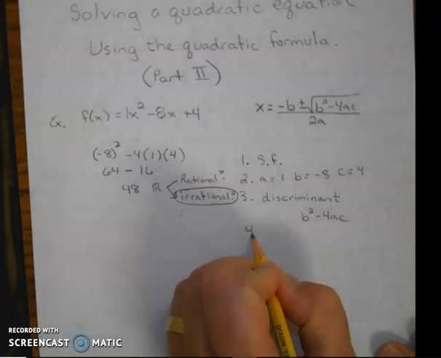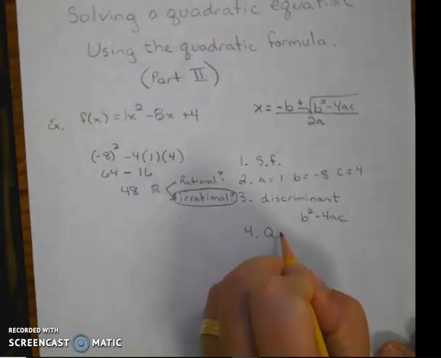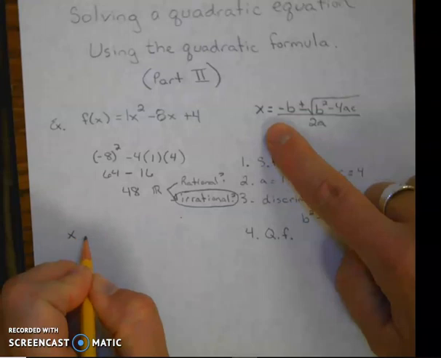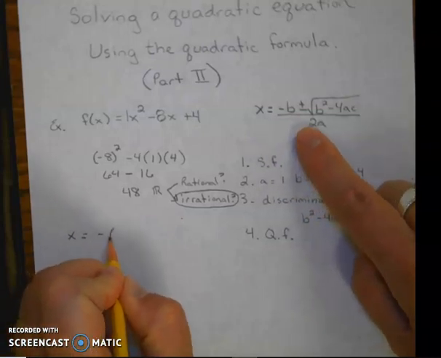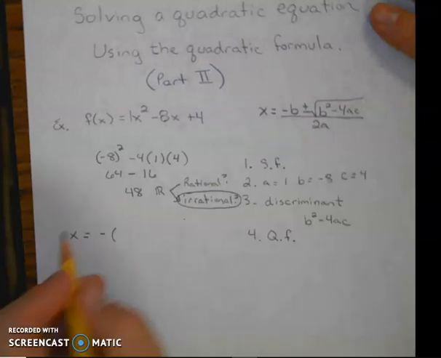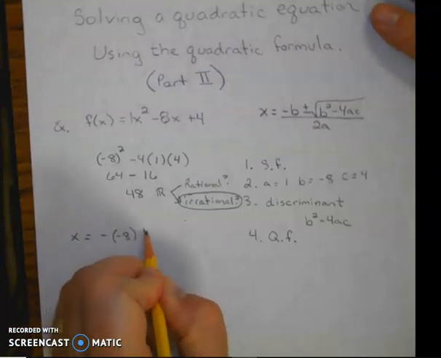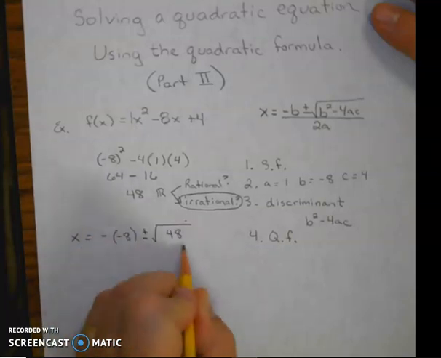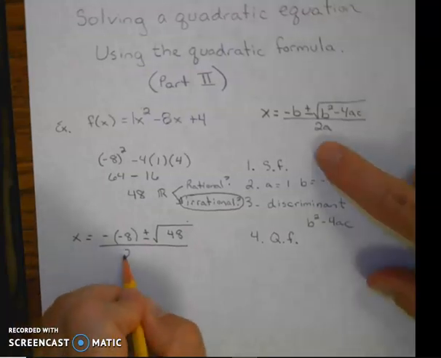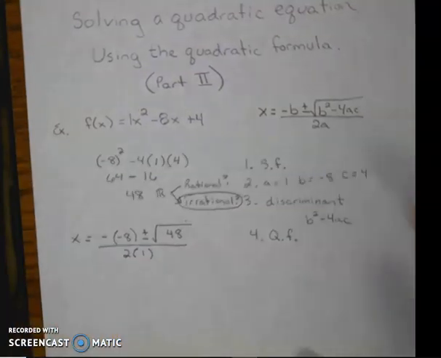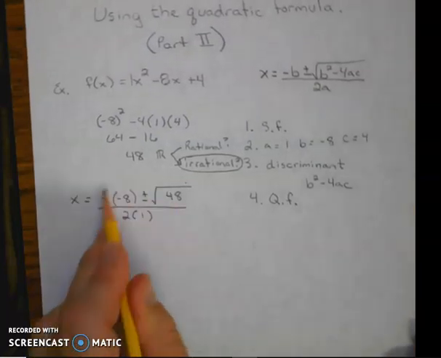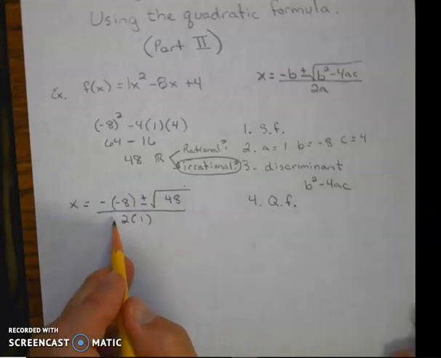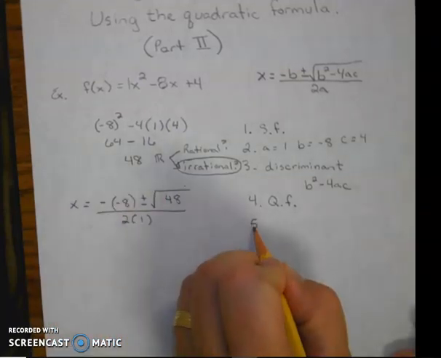Okay, so step 4, we're going to use the quadratic formula now. So following the formula, x equals negative, okay, plugging in b, which is -8. Plugging in our discriminant, 2 times a, which is 1. So now we have a little formula here that we need to simplify. This is what we've been doing in our warm-ups, simplifying this. So we need to simplify our answer.